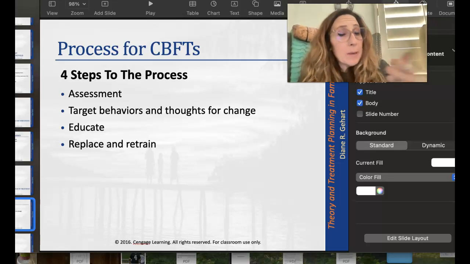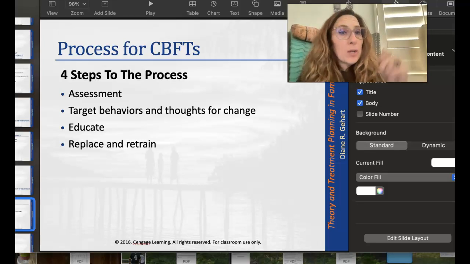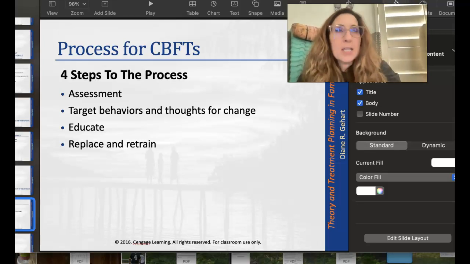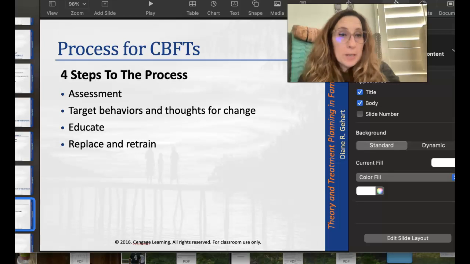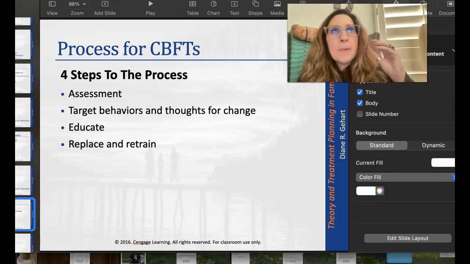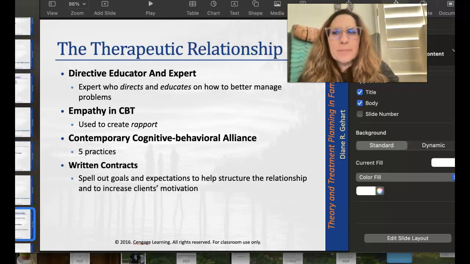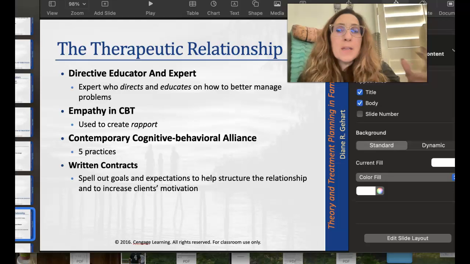Educate probably parents, maybe even the child, on what the problem with that behavior is. And then what are we going to change it with? What are we going to do instead? So instead of hitting your brother, what can we do instead? We can do a deep breathing technique, or maybe we go and punch a pillow, things of that nature. We need to change it, but also we need to replace it or figure out a coping skill for that behavior. So the therapist can be a directive, educator, and expert.